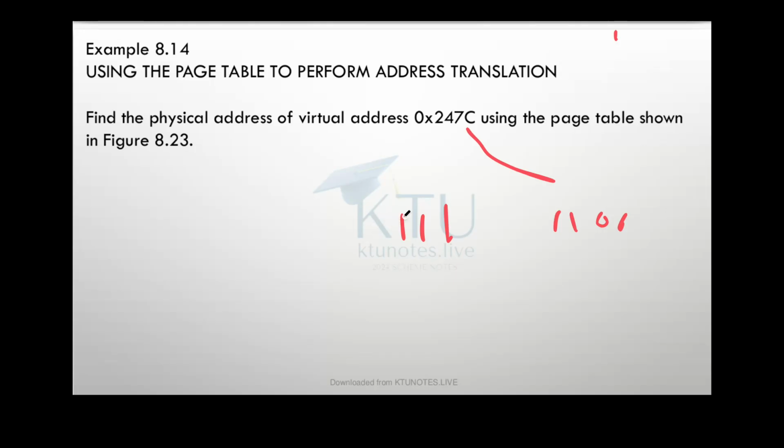Some lag in my system. I'm not able to write it right now.